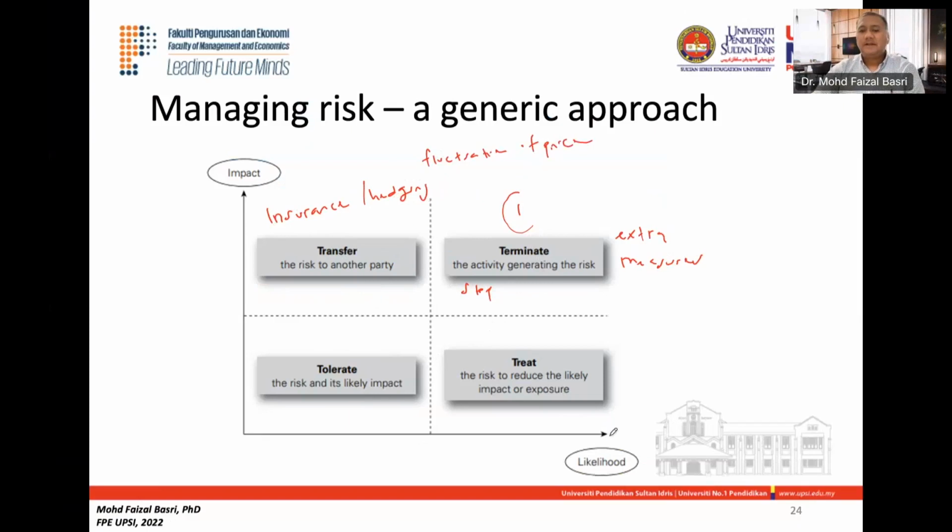Or if it's high likelihood to happen but low impact, this is the treat category: reduce the likely impact of the exposure. And lastly is tolerate. Tolerate means you do nothing about it because it is low likelihood to happen and low impact.